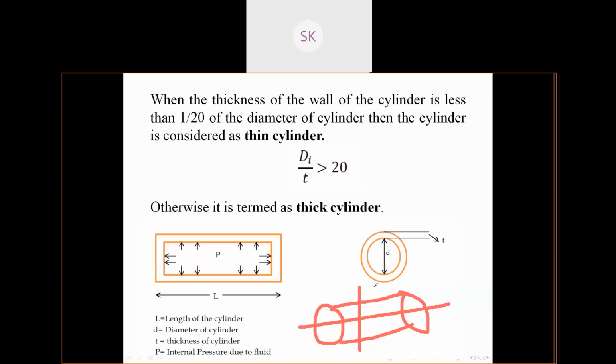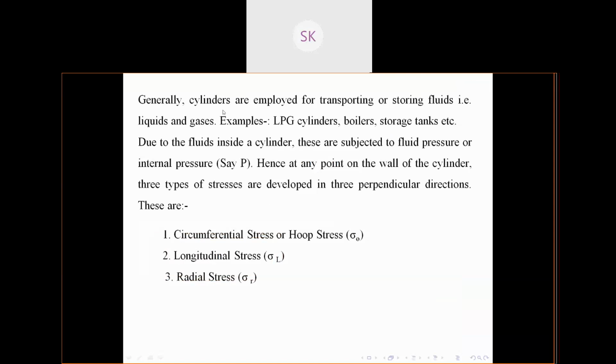It can fail because of only two reasons. One is transverse. Let me come to another slide and we'll discuss. Generally, cylinders are employed for transporting or storing fluids, that is, liquids and gases. Examples are LPG cylinders, boilers, storage tanks, etc.